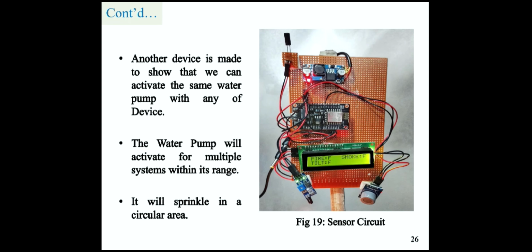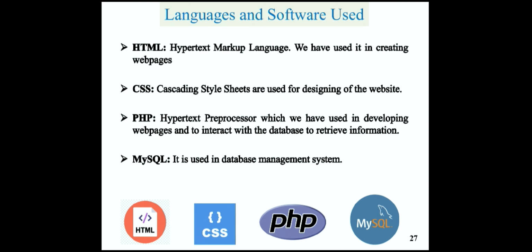Next, we will see the languages that we have used for making our website. So these are the languages that we have used. Firstly, we have used HTML, hypertext markup language. We have used it in creating the web pages. Then we have used CSS, cascading style sheets, which are used for designing the website. And later, we have used PHP, hypertext preprocessor, in developing web pages and to interact with the database. And we have also used MySQL for the database management system.